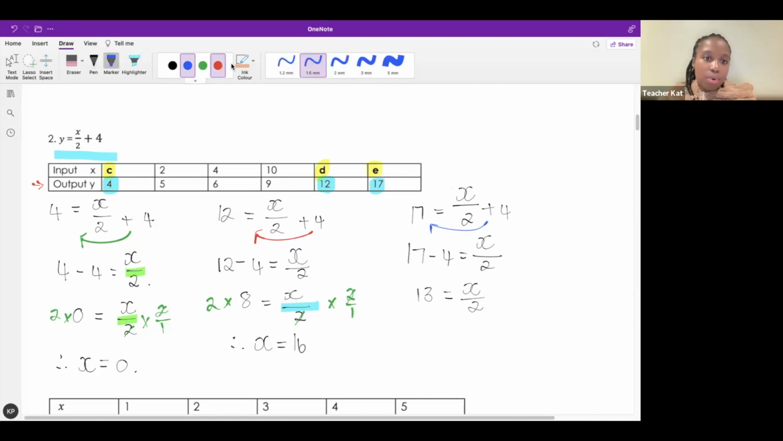And before I multiply by 2 on both sides, can anyone tell me what x is? 2 times 13. Therefore, x is 26. Nice, Logan. Okay. Now that we've done 2 of them, thumbs up, thumbs down on finding the input when you've been given the output. All right.